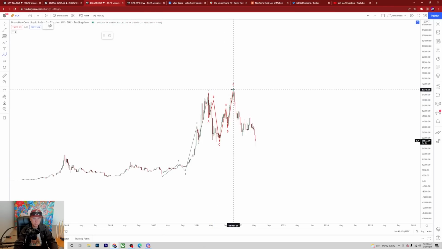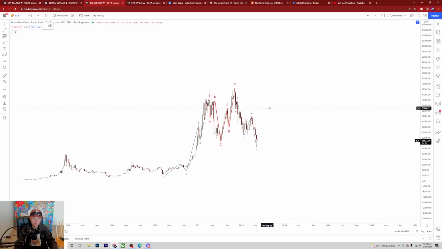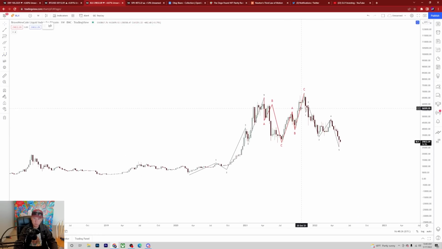And then we get 5 impulses to the downside. 1, 3, 5, right? Like that. And remember that both the resistance of the all-time highs gets cleared and the support that we made gets cleared as well, in both directions.